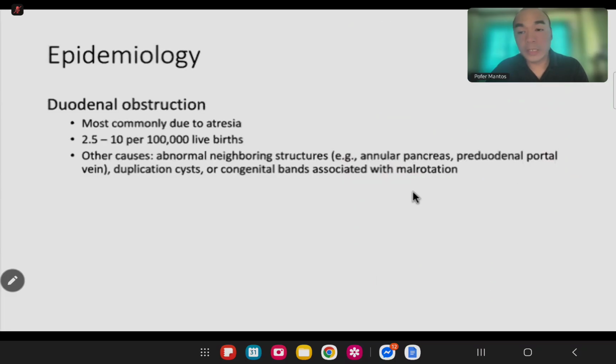For duodenal obstruction, again, most commonly it is duodenal atresia, present in around 2.5 to 10 per 100,000 live births. Other causes of obstruction could be a mass bulging around the duodenum, an annular pancreas, or a pre-duodenal portal vein, which may compress the duodenum, resulting in obstruction.